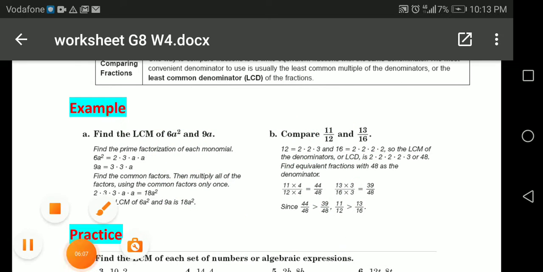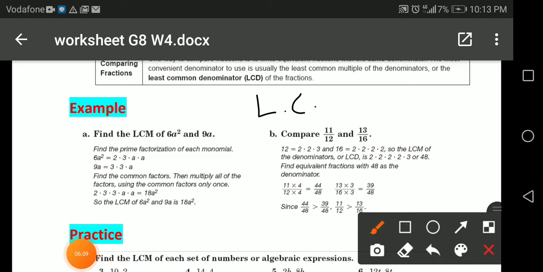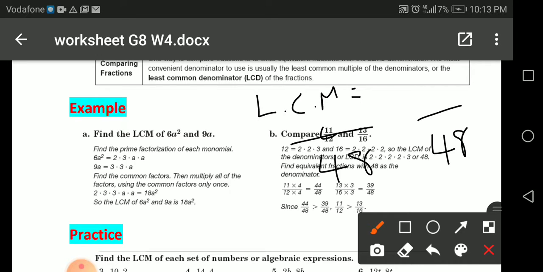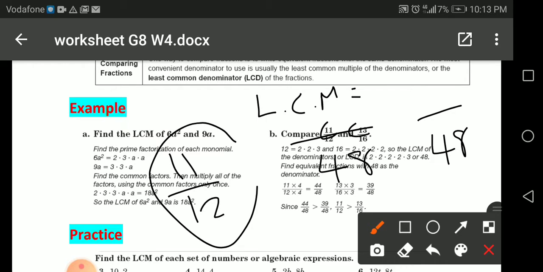So I write to myself here, the LCM of the denominators is now 48 and 48. And the numerators were 11 and 13, right? What happens here? We had 11 over 12, and what else, guys? 13 over 16. What happens to 12 to become 48? Multiply by what?